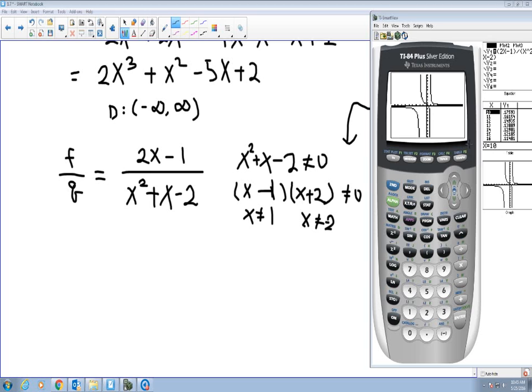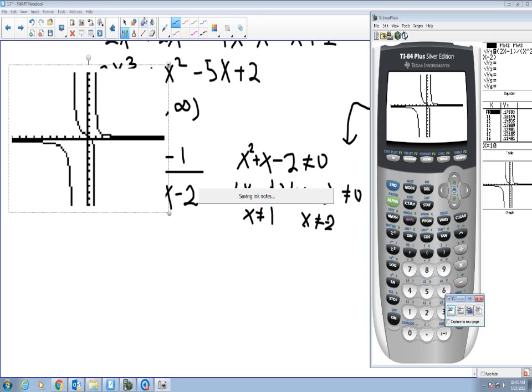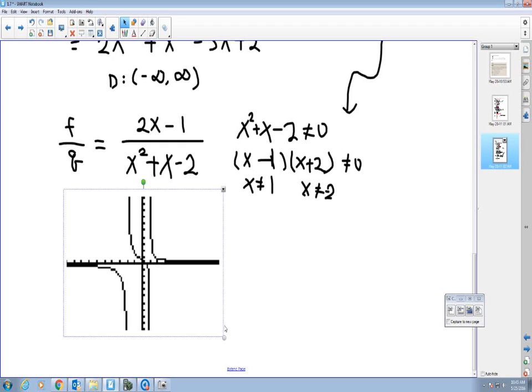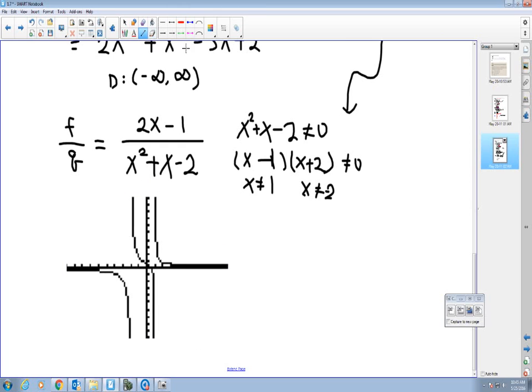So from the calculator, we don't see the vertical asymptote. That's why we go ahead and find them ahead of time. So one is right here. The other one is about right here. Sorry, my line is not very straight. You just can't touch the graph.